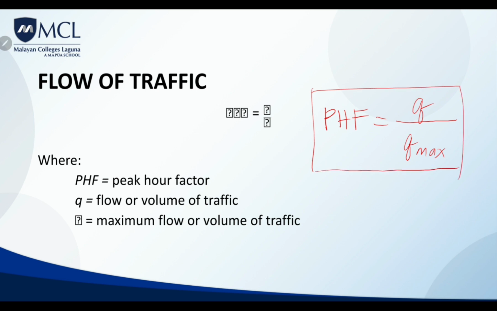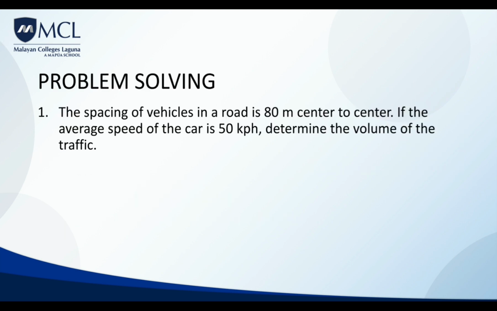Q is the flow or volume of traffic, and Q max is the maximum flow or volume of traffic. Now, let's proceed to the problem-solving part. Using the formula that I introduced a while ago, we will solve the 5 items here.